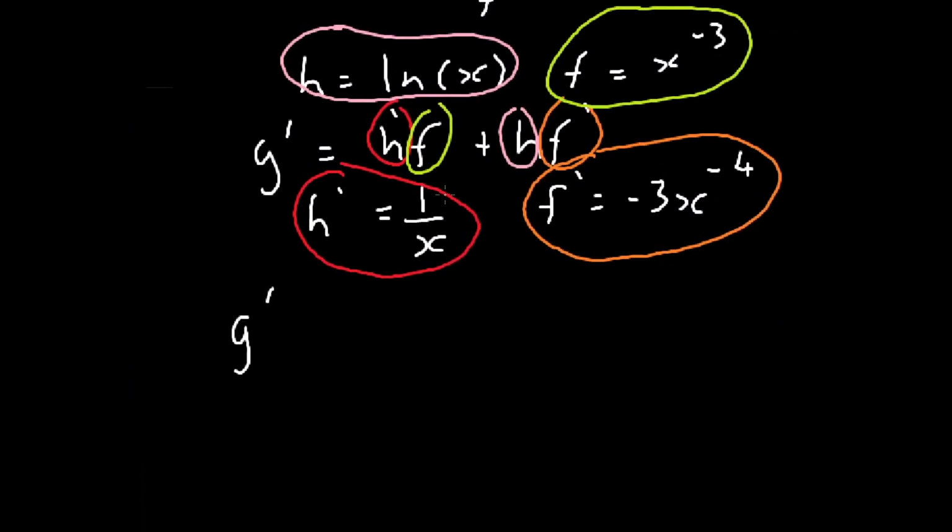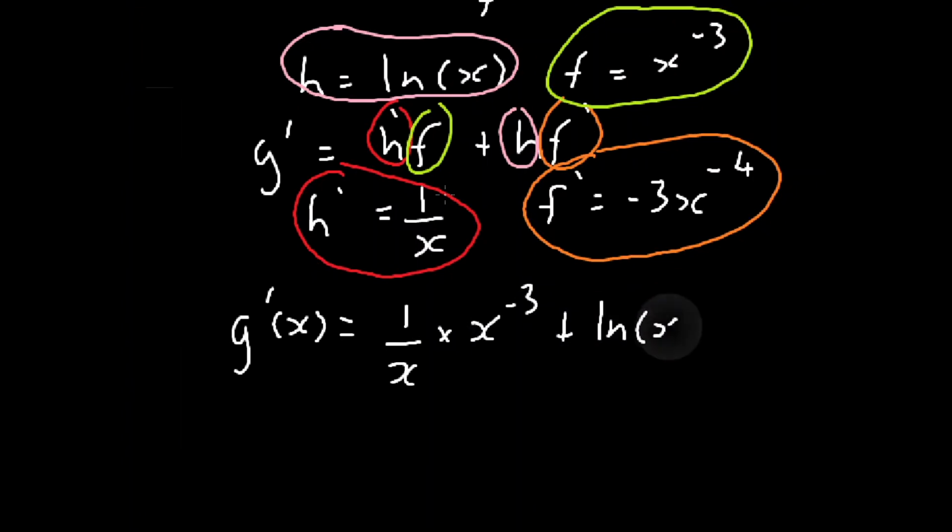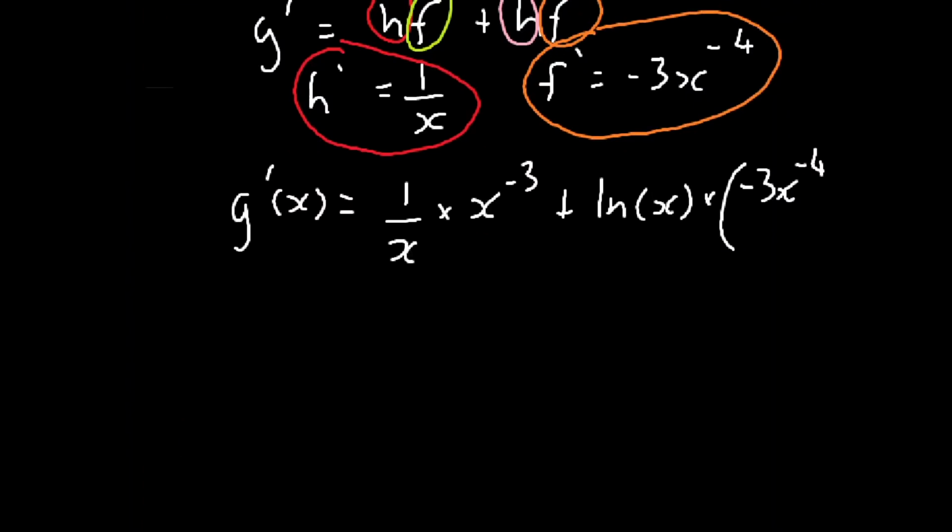So g prime of x is equal to 1 divided by x times our normal x to the negative 3, all right, plus our regular ln of x, and then times, I like to put a bracket around it so I don't get the negative signs mixed up. Apologies, accidentally hit the scroll bar instead. Okay, so now that we've got all of that, let's do some simplification. You don't have to do this. Normally this is good enough for your exam question. I just want to make sure that you understand how to use the product rule. But let's do some simplification just so you understand how it all works.